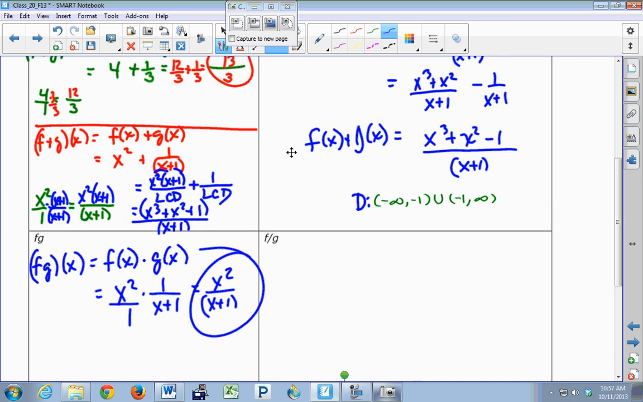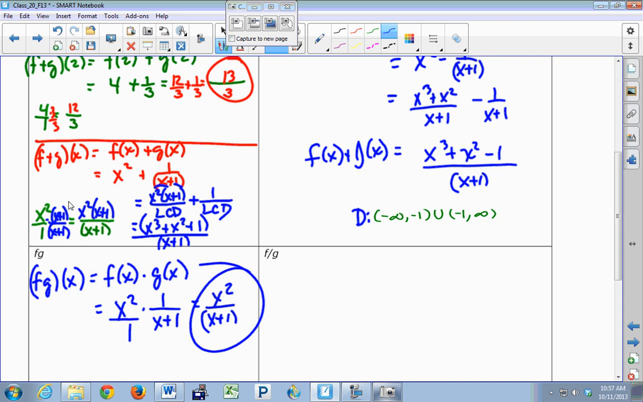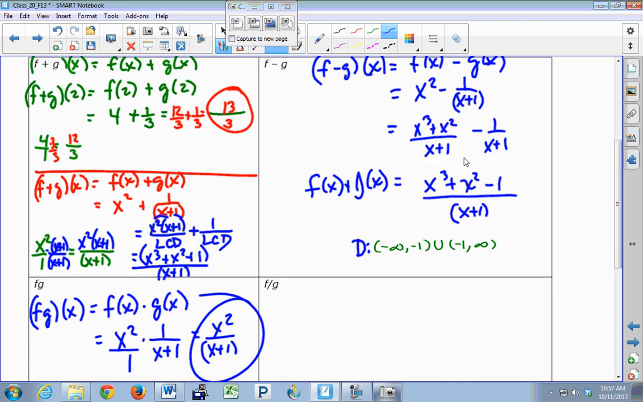Because I remember over here, when we created an equivalent fraction, we had x squared times x plus 1. Right, so x squared times x gives me x cubed, and x squared times 1 gives me x squared. So I just skipped a step since we did that all over here. So in other words, the intermediate step would look like this, Shane.